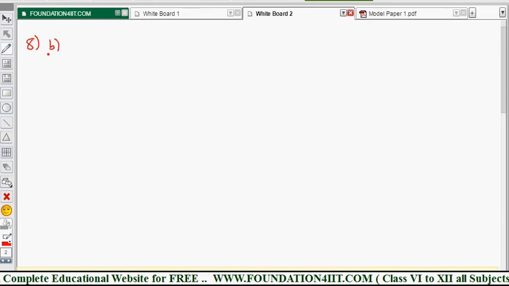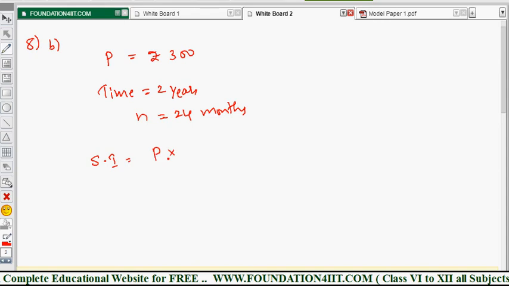So here the principal, the monthly installment, let P equal rupees 300. Then invested for 2 years, so that is the time. So time equals 2 years. Therefore n equals 12 twos, because 12 months in a year, 2 years means 24 months. We should convert into months. So n equals 24 now. If you take the formula for simple interest, P into n into n plus 1 by 2.